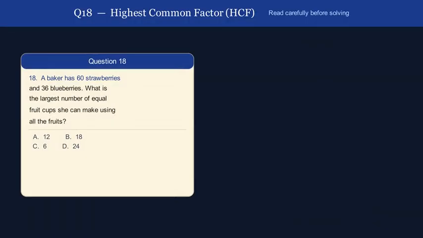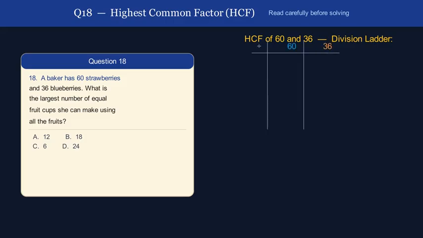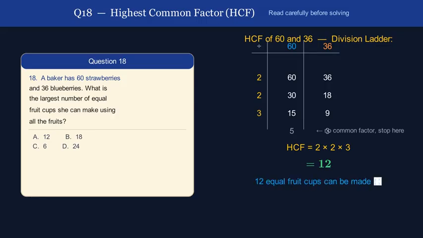Question 18. A baker has 60 strawberries and 36 blueberries. What is the largest number of equal fruit cups she can make using all the fruits? Whenever you see the words largest or highest, this always tests for the HCF, which is also known as the GCD. So you get the GCD of 60 and 36 to get 12.